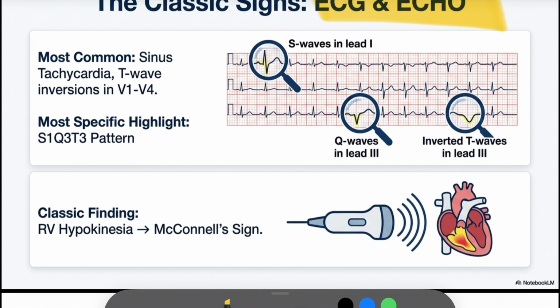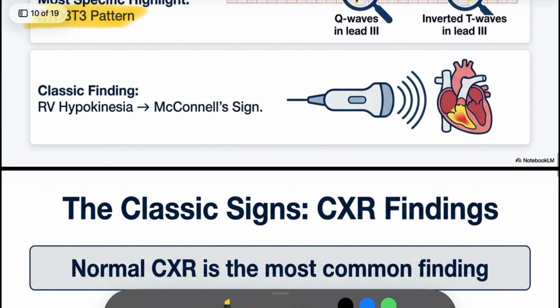Then coming to ECG and echo signs, one best sign: if this is present in the ECG, it will almost confirm the condition, that is S1 Q3 T3 pattern. So this is important. Then coming to classical findings, right ventricular hypokinesia, we see McConnell's sign. This is a 2D echo sign. We see McConnell sign in 2D echo, but in ECG we see S1 Q3 T3 sign.